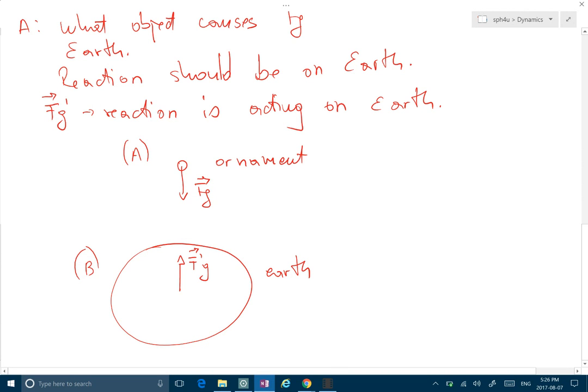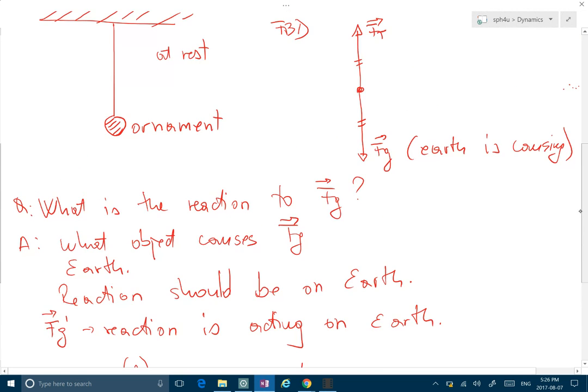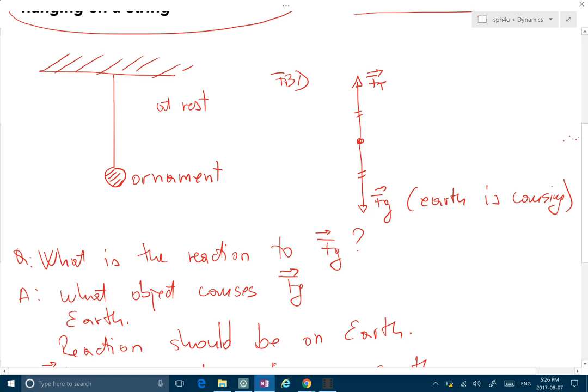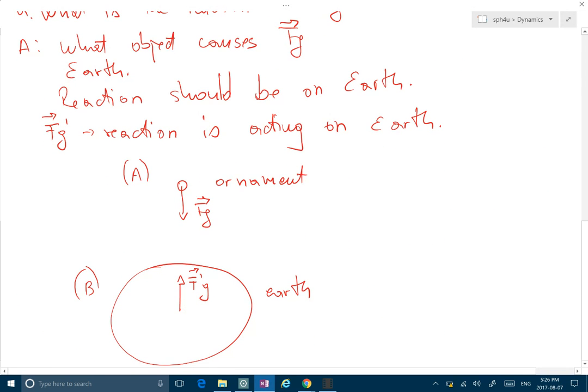Okay. The same idea for the tension. What is a reaction to tension then? Well, what is causing the tension? The tension is being caused by the string, right? By the rope. So which means that the reaction should happen on the rope. Okay. So this is how you're going to tackle this type of questions to figure out the action-reaction pair. You always will look for the reaction on another object, the one that is causing the action. Again, practice will make you better at tackling this misconception.